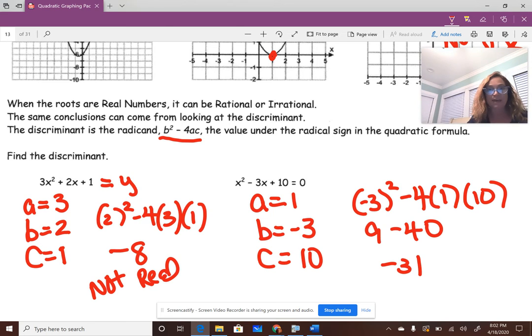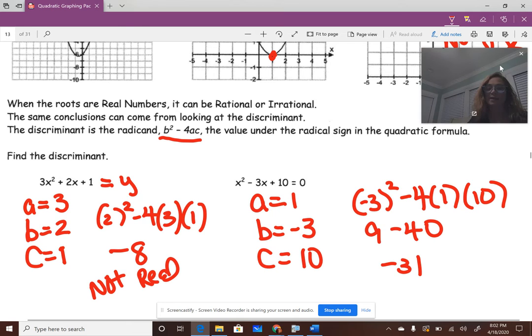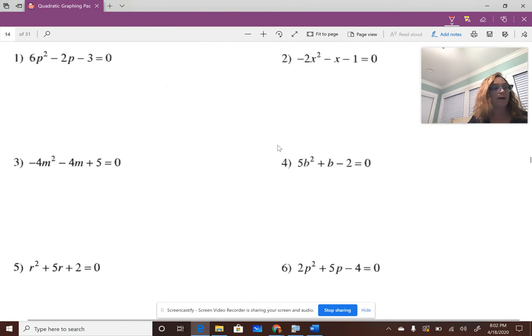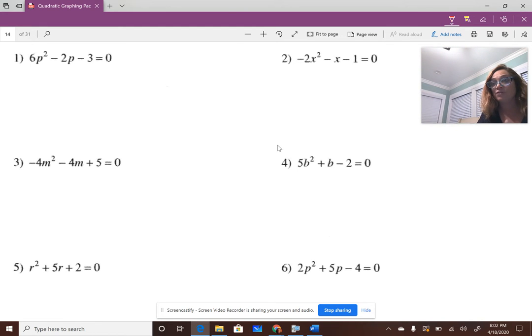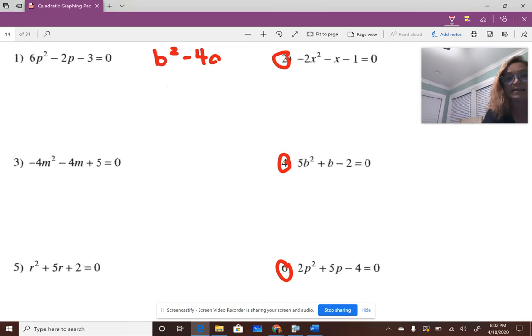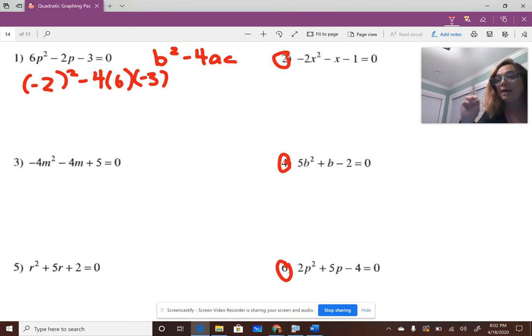All right. So that's page 13. If you have any questions, remember, you can just email me. All right. So I'm going to do the odds, and I'm going to leave the evens for you to do on your own. So you would consider 2, 4, and 6 homework. Okay? All right. So we're only using the b squared minus 4ac part. Okay. So b squared minus 4 times a times c. Be careful. Make sure you get the correct signs.